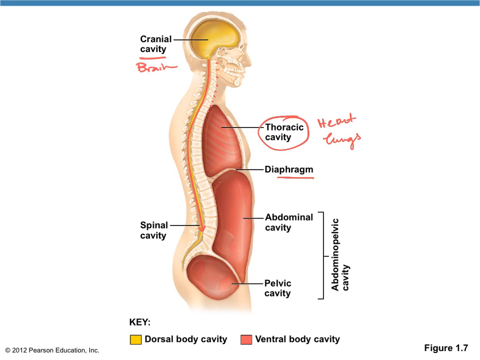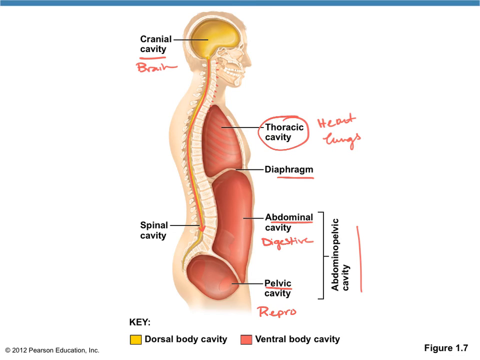Then the abdominopelvic cavity, so that's this structure, can be subdivided into the abdominal cavity and the pelvic cavity. The abdominal cavity is where most of your digestive system resides, and then the pelvic cavity is where you'll find more of your reproductive system, and then like your lower bowel.